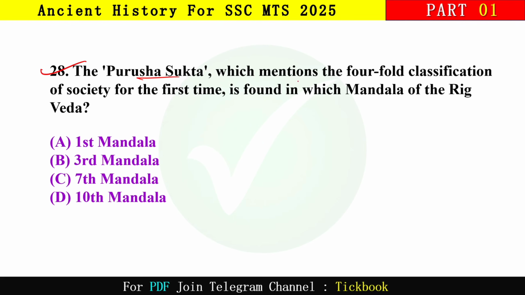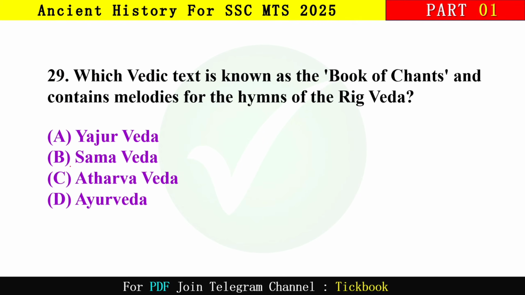28. The Purusha Sukta, which mentions the fourfold classification of society for the first time, is found in which mandal of the Rig Veda? Option number D, 10th mandal. 29. Which Vedic text is known as the Book of Chants and contains melodies for the hymns of the Rig Veda? Option number B, Sama Veda.